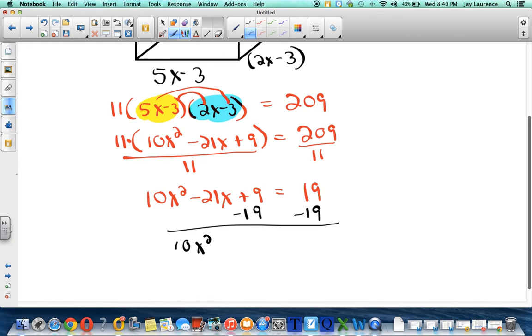So I'm going to subtract 19 from both sides to get it equal to 0. So I'll have 10x squared minus 21x minus 10. That'll equal 0. Now I do my ABC thing.